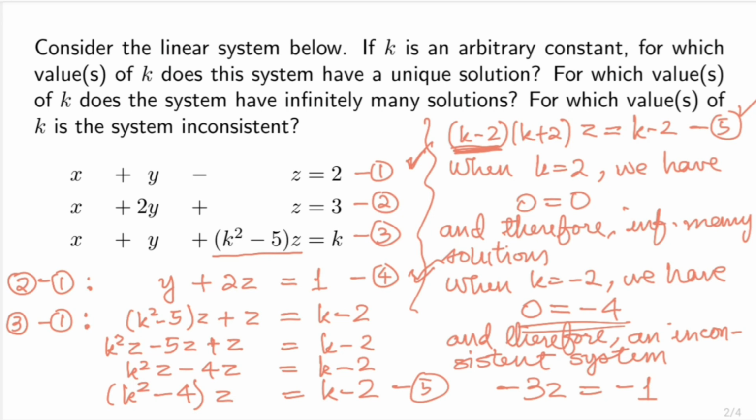So this is a system where, depending on the value of k, we could have a unique solution like we just did when k equals 1, but it's going to be the case when k is any other value. Let's say k is 7 or k is 10. But when k is 2, we have the situation where the left-hand side is 0, the right-hand side is 0, and we have infinitely many solutions. And when k is minus 2, we have 0 equals minus 4. So there it's an inconsistent system. So depending on the value of k, we're able to see all the three scenarios that we have with linear systems. Interesting problem.